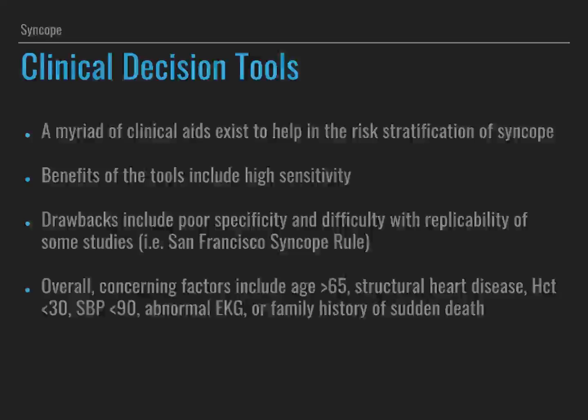And really, when we're thinking about patients with syncope, looking at all these rules and at the high risk factors throughout all these disease processes: if you've got elderly individuals, a history of structural heart disease, a crit less than 30, systolic blood pressure less than 90, an abnormal EKG, or a family history of sudden death, these are patients that I'd be more concerned about and would probably be more conservative in my workup and disposition rather than with ones that lack these risk factors.